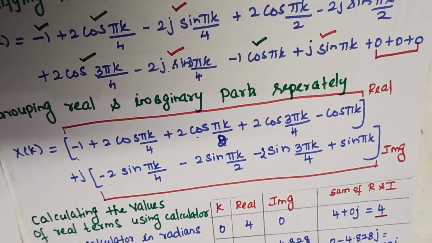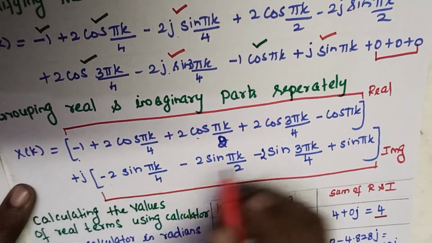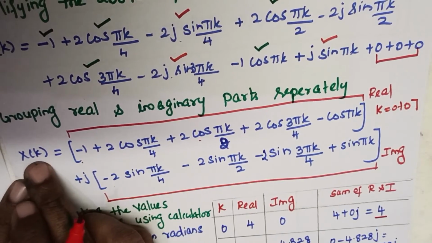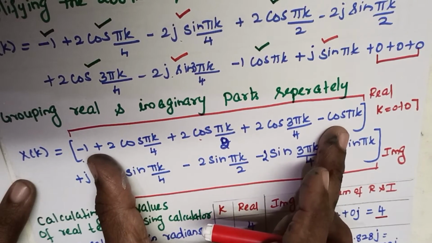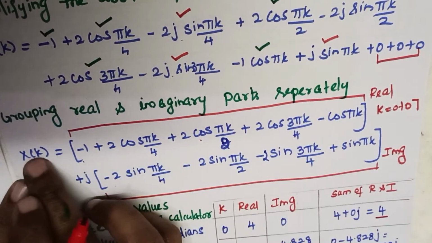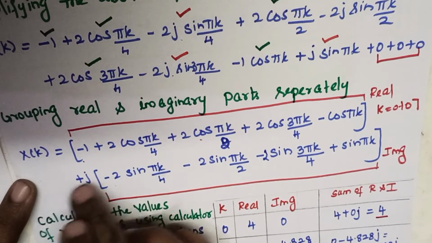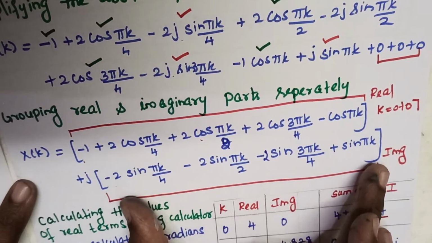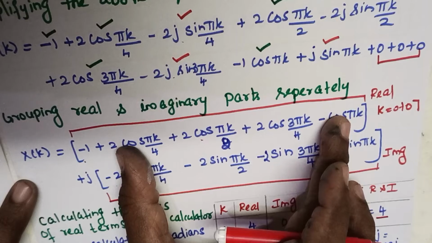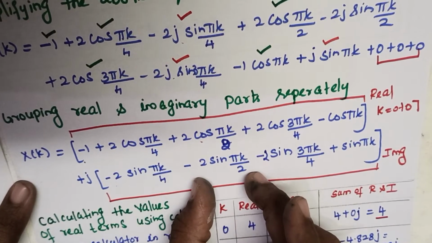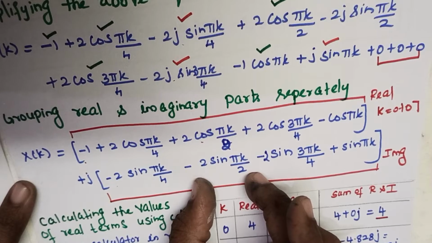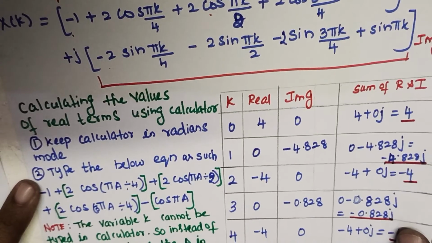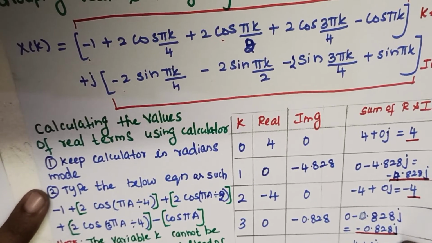Now what we are going to find is, we have to substitute the value of k from 0 to 7. When I substitute k as 0, I am going to get the value of this for k is equal to 0. Likewise, I have to increase the range of k from 0 to 7 and substitute its corresponding values here. Find the real term separately and the imaginary term separately. Once the real and the imaginary terms are determined, we are going to add it together to find the final answer. Let us look into the procedure of how to do this in calculator.